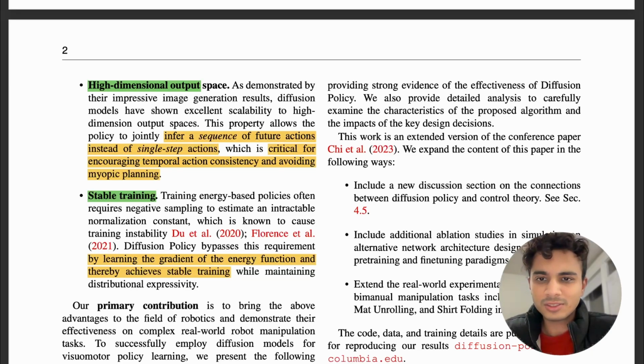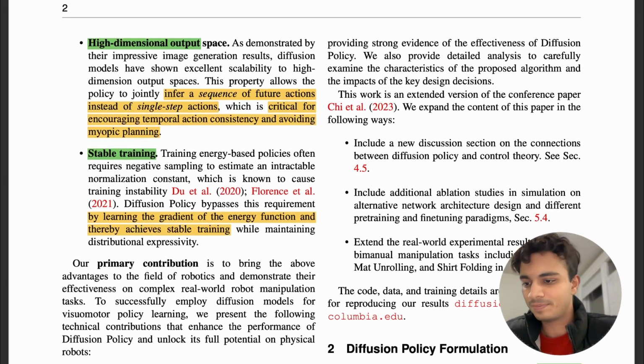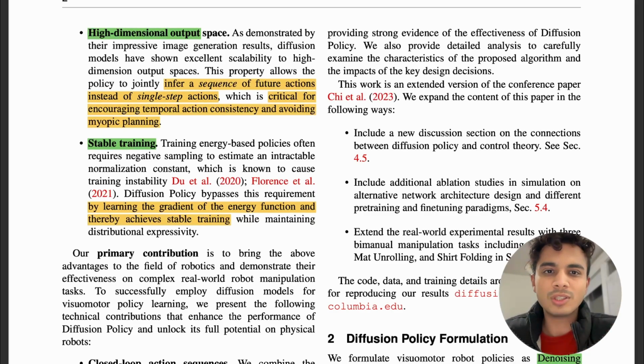This property allows the policy to jointly infer a sequence of future actions instead of just a single step action, which is crucial for encouraging temporal action consistency. This is another important point that we'll be touching upon, and avoiding myopic planning. Fine. It just means that we want to avoid the case where there are many actions not relating to each other, which are IID in nature, because then it becomes difficult for smooth functioning. We want our robots to function smoothly just the way we do.